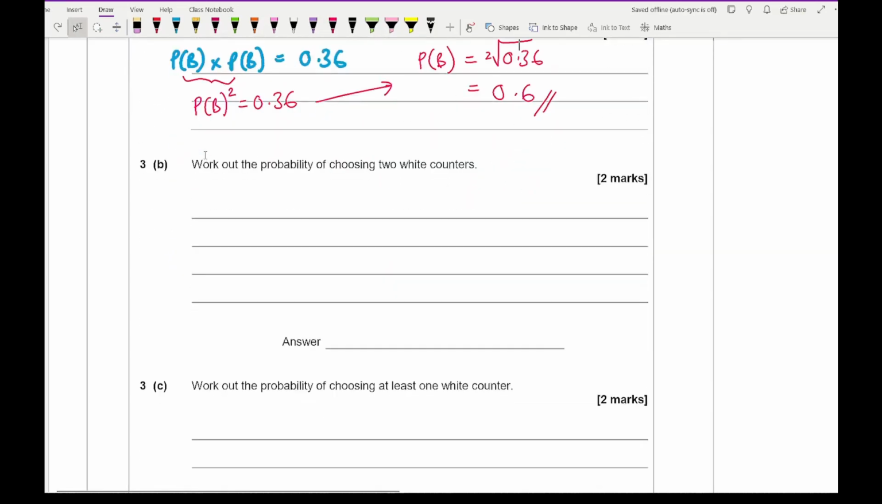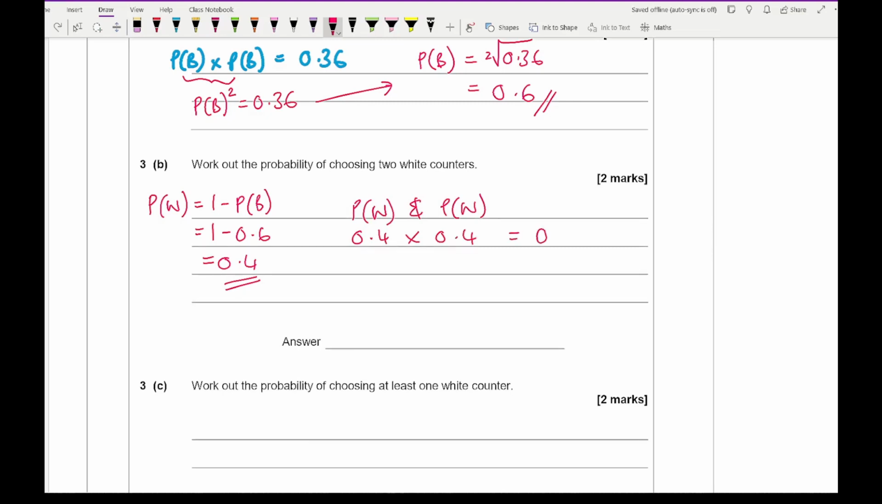It then says work out the probability of choosing 2 white counters. Well, the probability of a white counter is going to be 1 minus the probability of a black counter. So that's going to be 1 minus 0.6, which is 0.4. So then the probability of a white and a probability of another white is going to be 0.4 multiplied by 0.4, which equals 0.16.